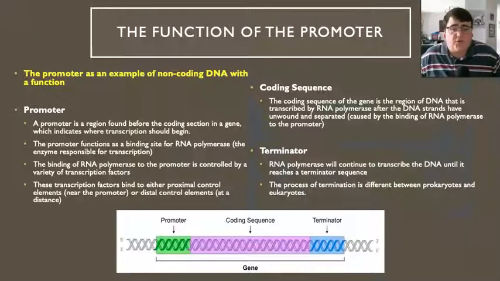Moving straight into that though, we need to talk about something called the promoter. So a gene codes for a protein, and we make a copy of that gene as messenger RNA in transcription so that we can create a protein from it in translation. Each gene is split up into 3 different parts. There's a promoter, a coding sequence, and a terminator. The promoter is the region that's found before the coding section of the gene, and it indicates that transcription should begin at this point. It basically functions as a binding site for RNA polymerase, which is the enzyme responsible for transcription, so that the RNA polymerase knows to start here.